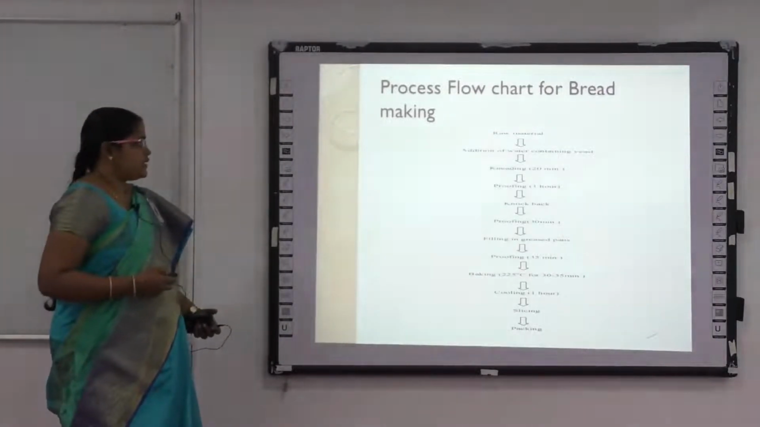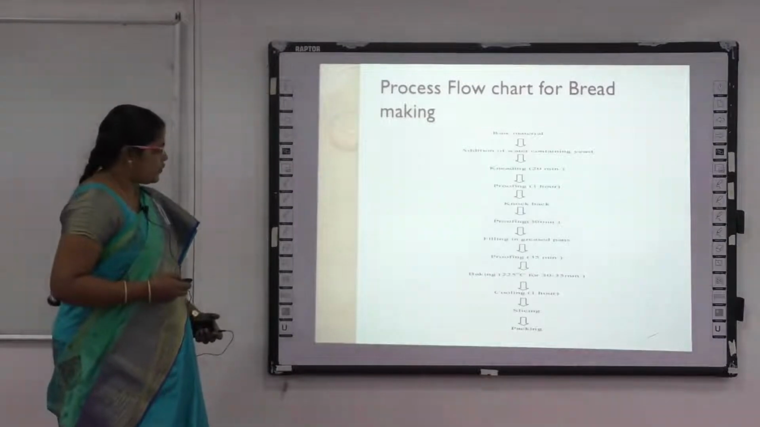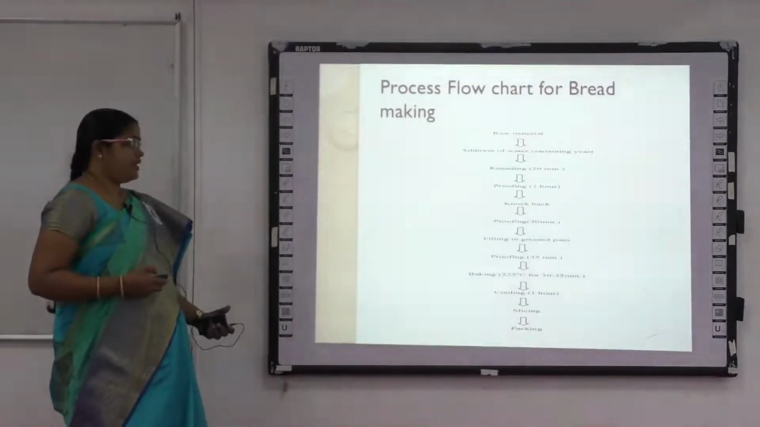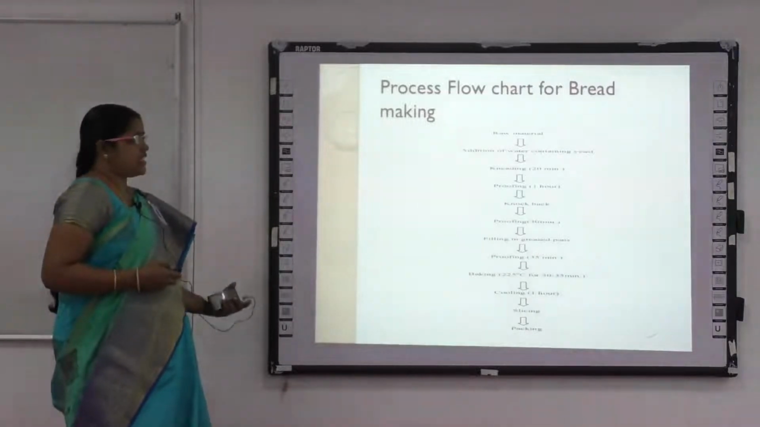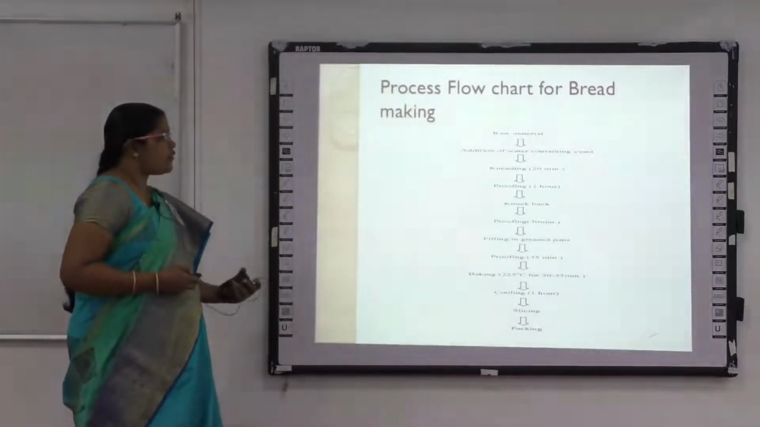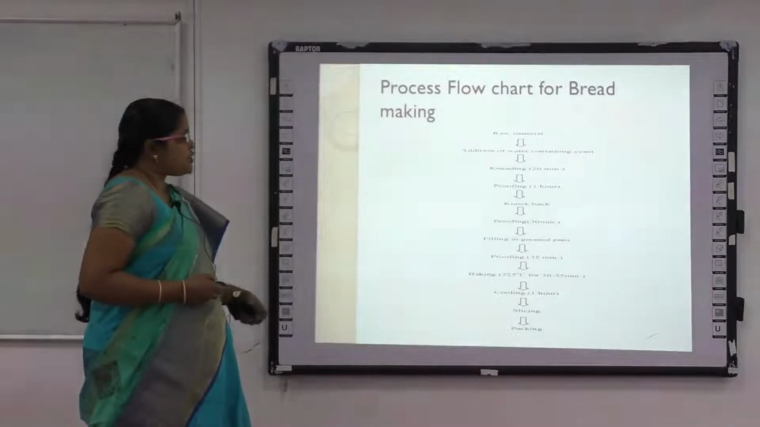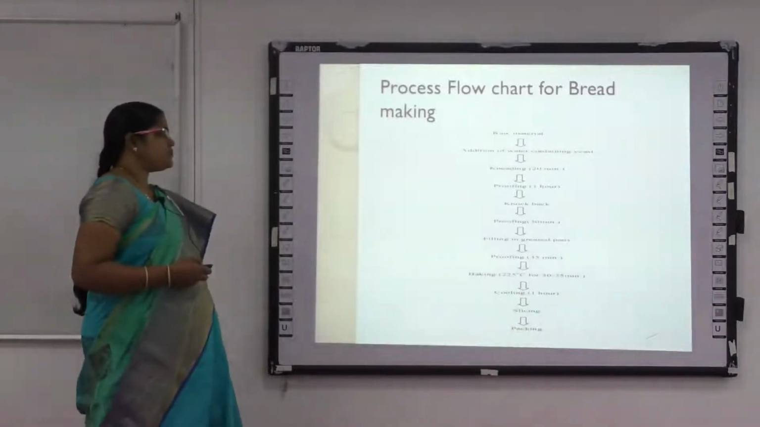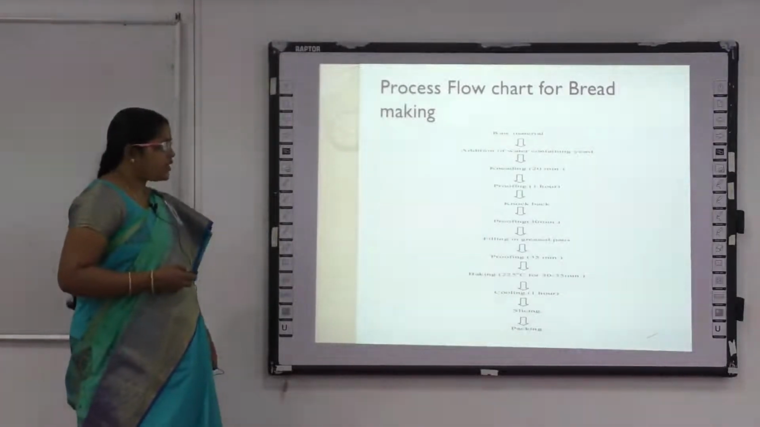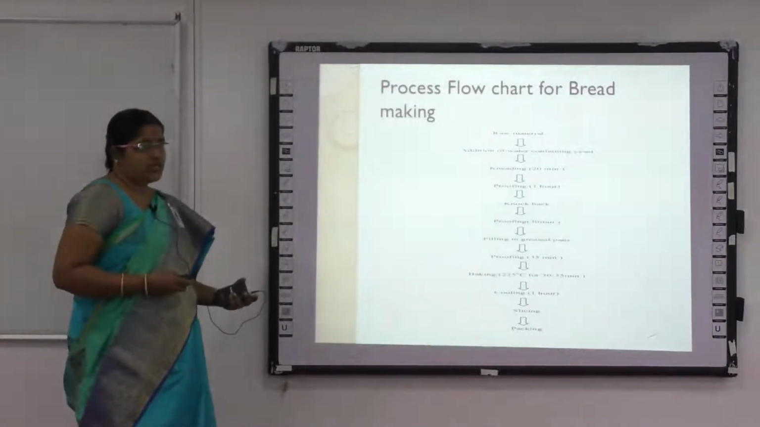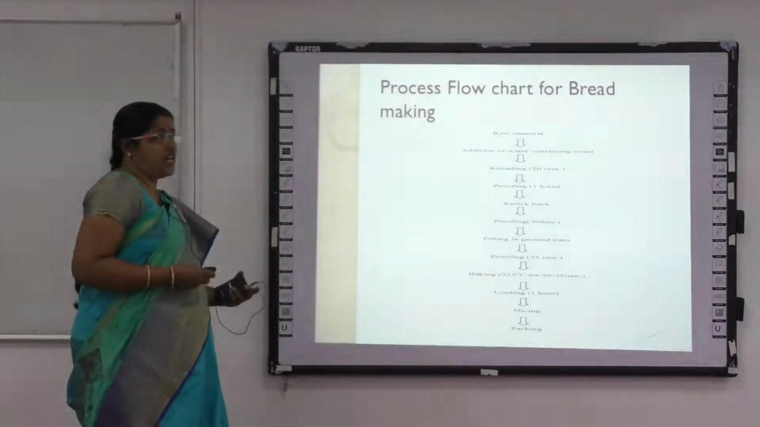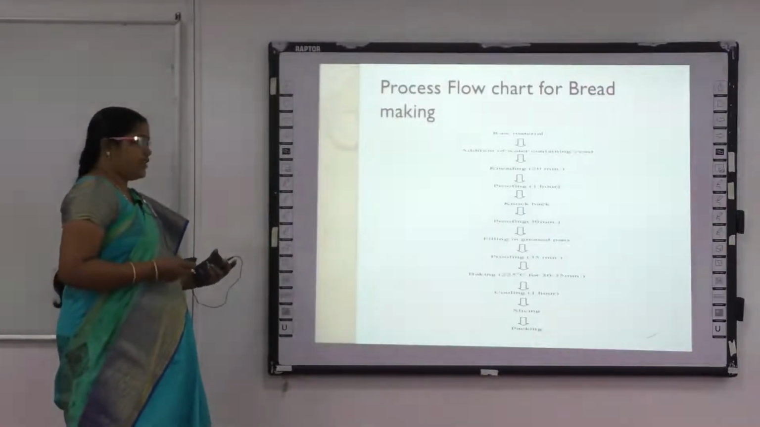The first step is selection of ingredients, then preparation of ingredients. Raw materials means it includes selection of ingredients as well as preparation of ingredients. Preparation of ingredients includes, for example, cleaning or sifting the flour, whereby unwanted materials or inedible portions could be removed.